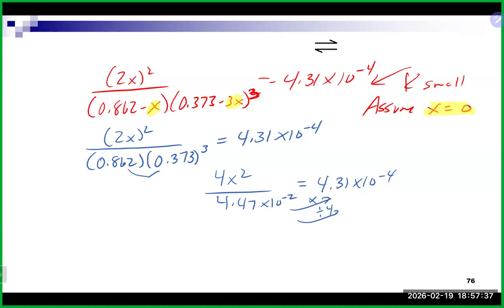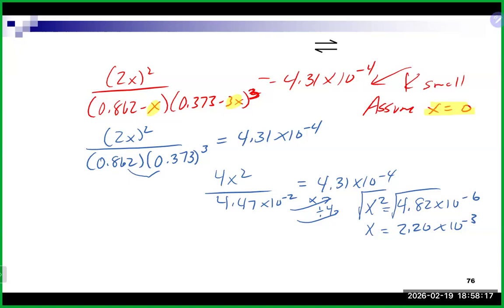Okay, so I'm just going to do two things at once here. I'm going to multiply the 4.47 times 10 to the minus 2 to the other side times 4.31 times 10 to the minus 4, and then I'm going to divide by 4, and that will essentially give me x squared is equal to 4.82 times 10 to the minus 6. At this point, I could do a little square root action on both sides, and that's going to give me an x value of, we'll call it, 2.20 times 10 to the minus 3 in this particular case.